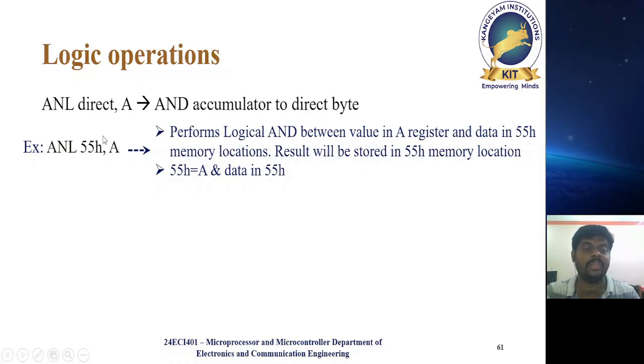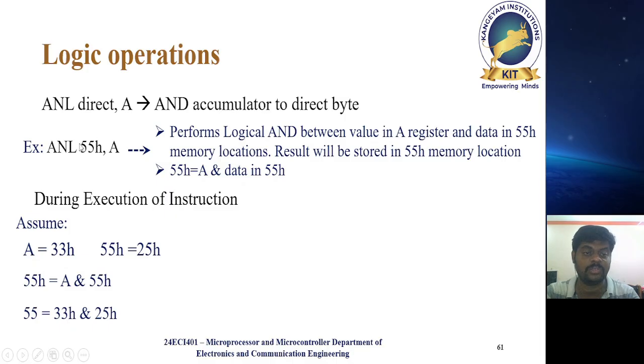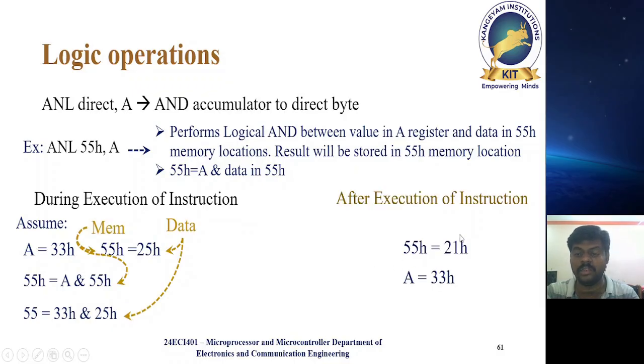Okay, so in this case, the direct memory location value and the A value will undergo a logical AND operation, and the result will be stored in the direct memory location, not in the A register. Because 55 is our destination, this is possible in logical operations. So here the result is 21, that is stored in 55, not in the A register. So this A register value will not change.